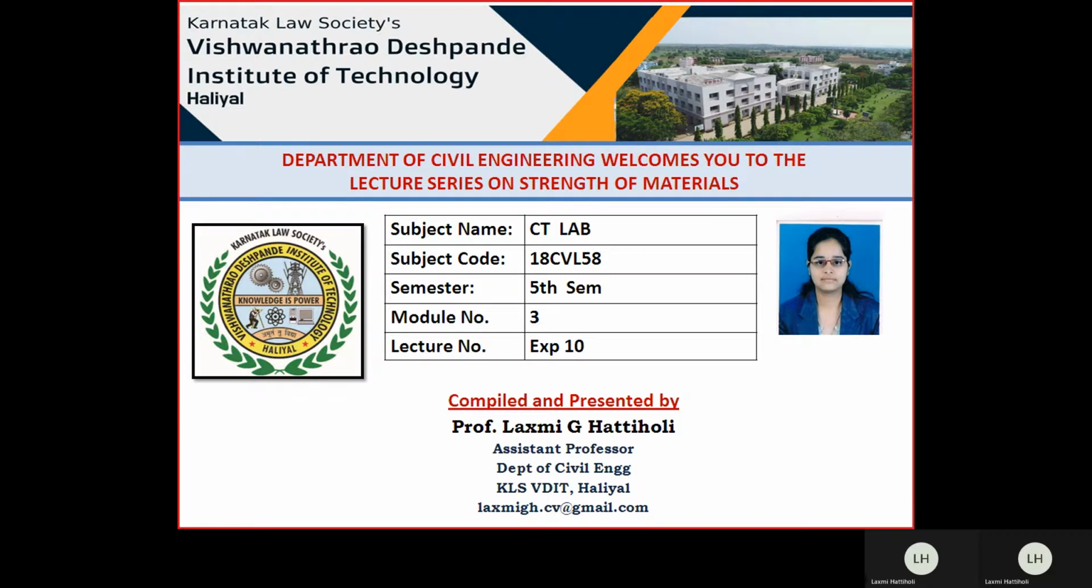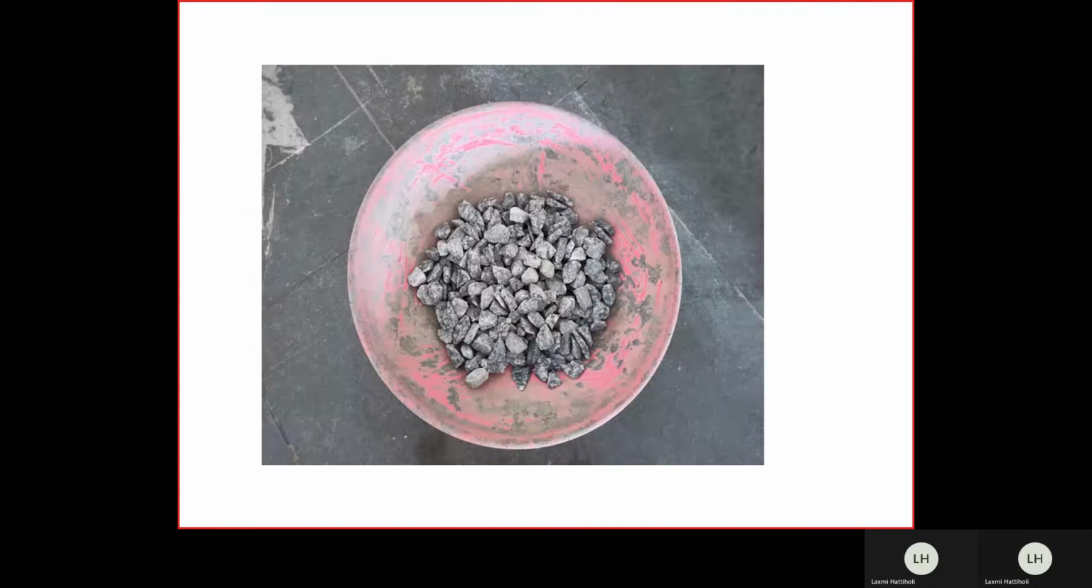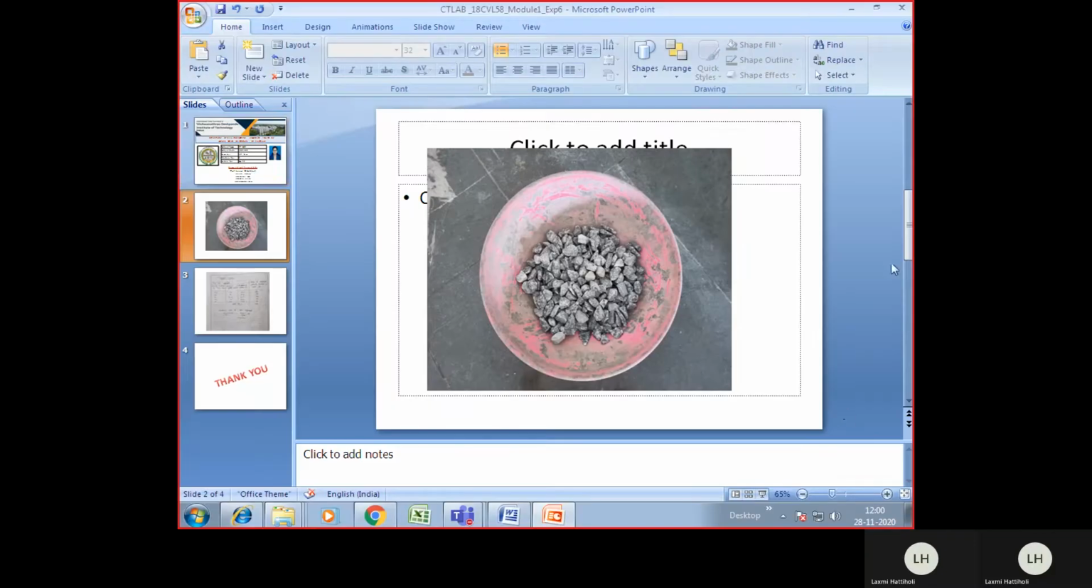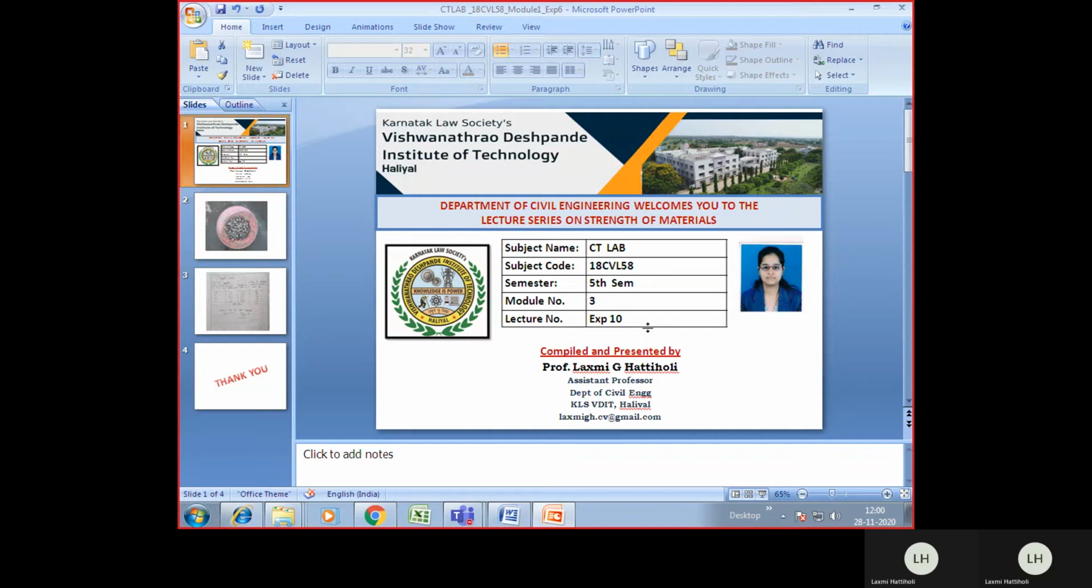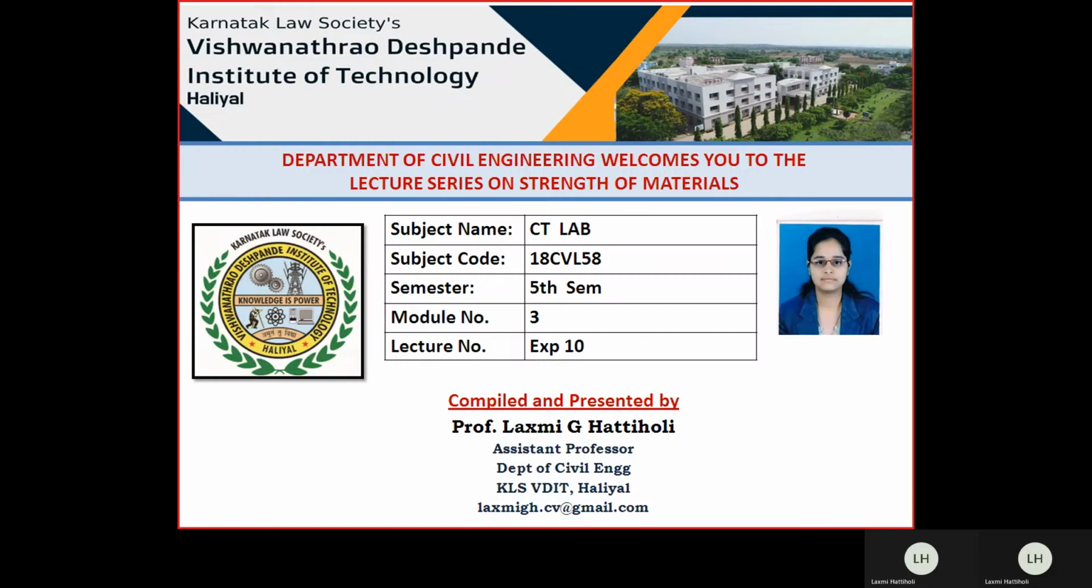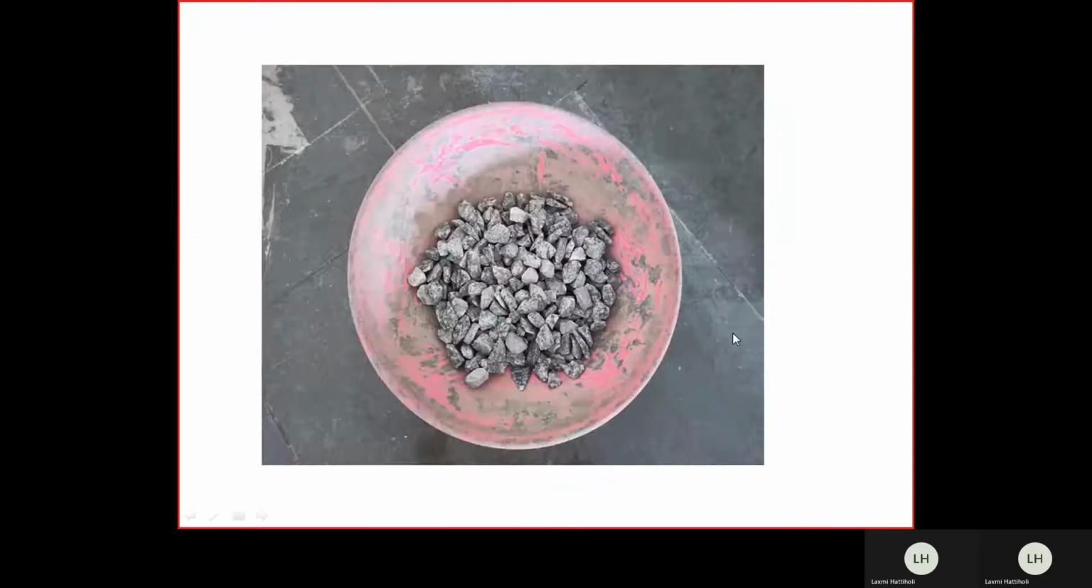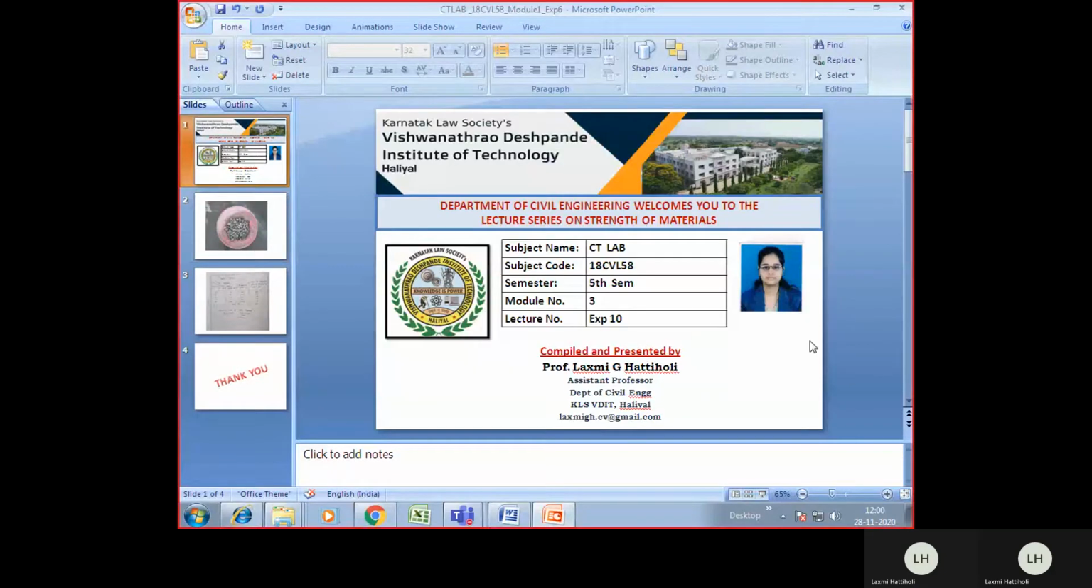So, if you remember, we had started with module 3. In the previous session, we started with the tests on aggregates, that is coarse aggregate, and we have completed around 3 to 4 experiments in module 3. We tested the coarse aggregate for impact load, so the impact test of aggregates was done, and we have done the crushing value as well. So the crushing value of aggregates was carried out.